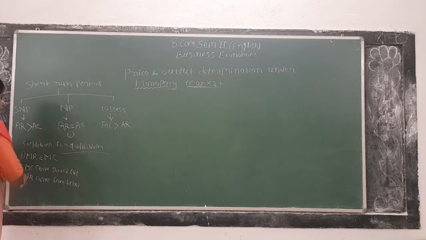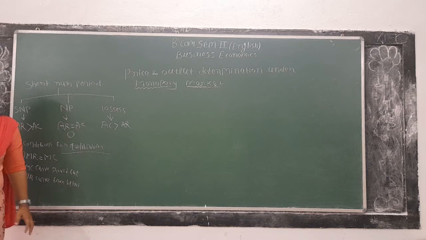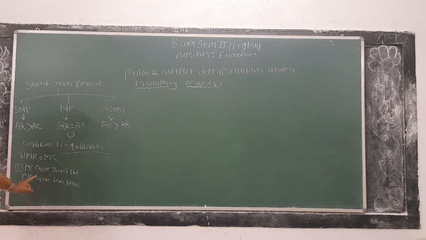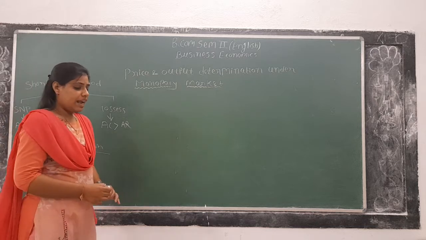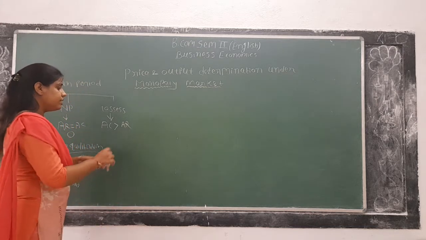The first condition is MR should be equal to MC, that is, marginal revenue should be equal to marginal cost, and the second one, the MC curve should cut the MR curve from below, meaning the marginal cost curve should cut the marginal revenue curve from below. Now we are going to understand this with the help of the diagram.